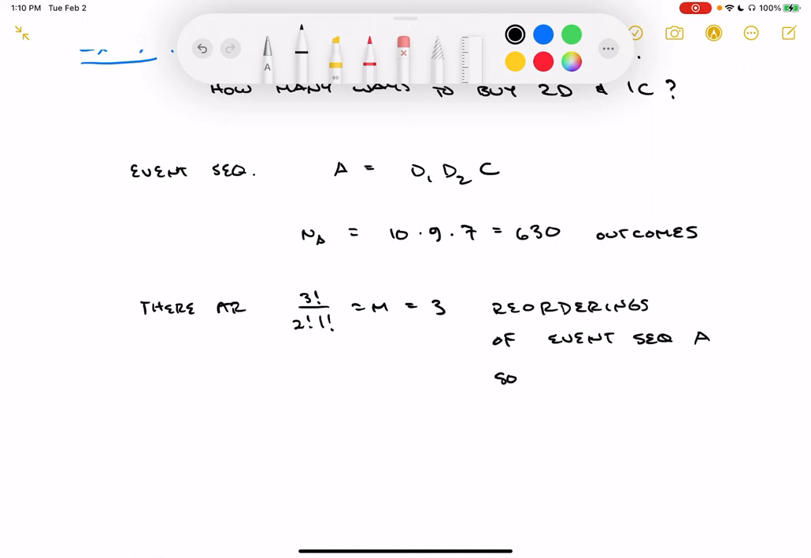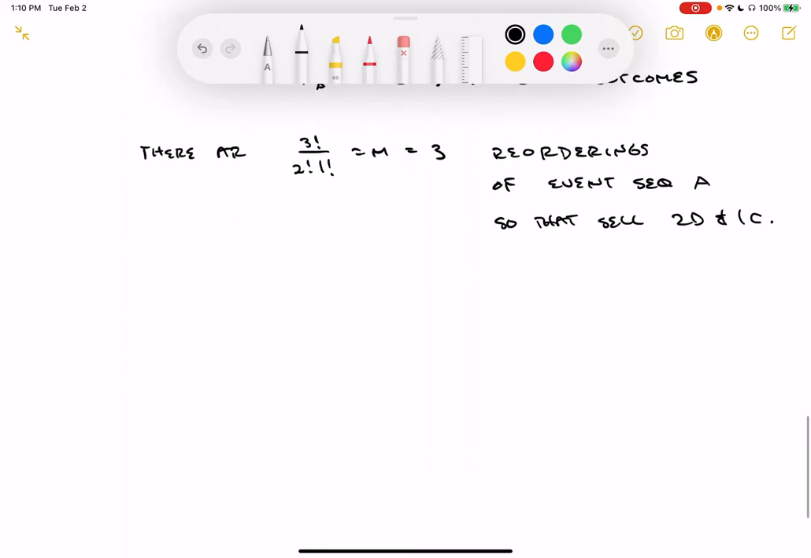So that we're looking at this event of 2 dogs and 1 cat coming out of there. Now the total that we might think about is 630 times 3 equals 1890 ways to sell that pair of dogs and 1 cat. So 2 dogs, 1 cat.